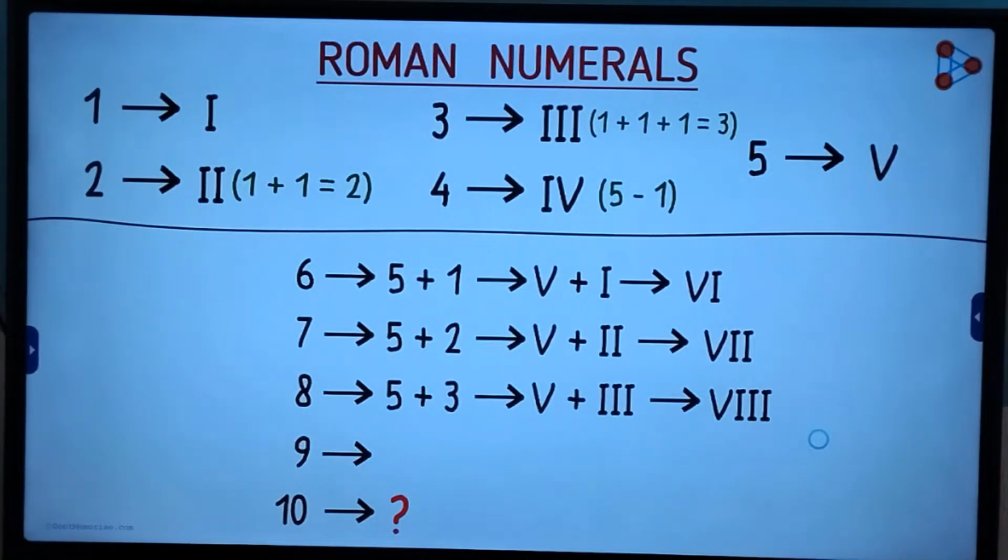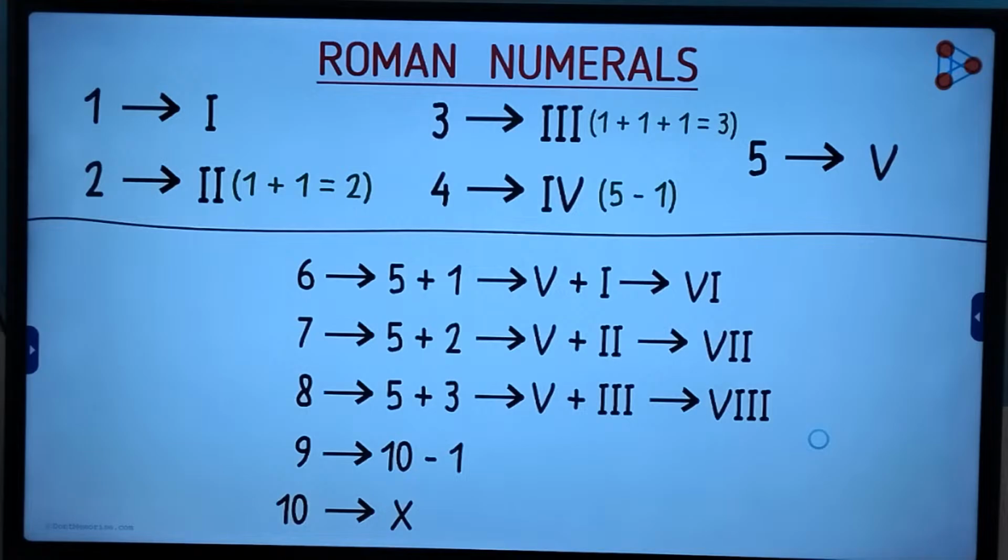Did you write the numeral 9 like this? Can we represent it as 5 plus 4? No, we can't. Don't forget the rule which says a symbol cannot be repeated more than 3 times. So we will have to represent number 9 as 10 minus 1. Wait, what's the symbol for 10? 10 is written like this in the Roman numeral system, like the letter X.